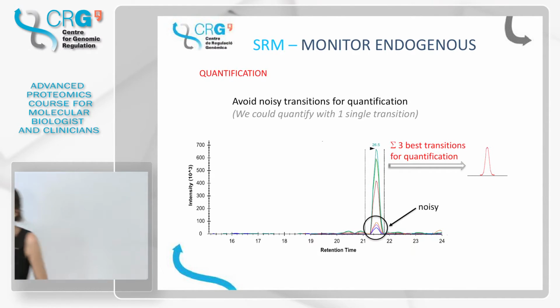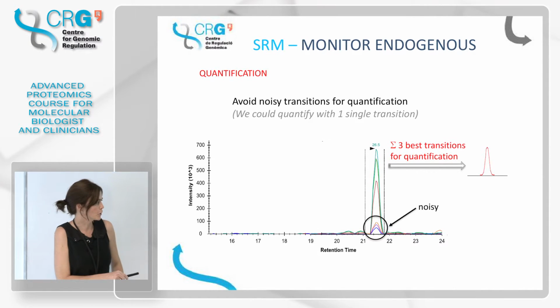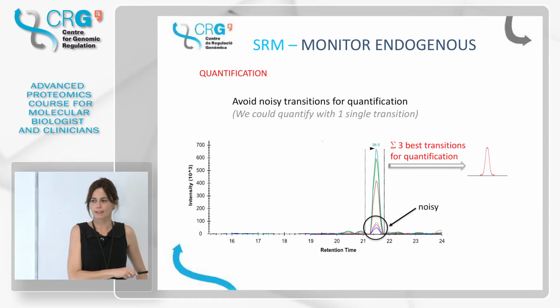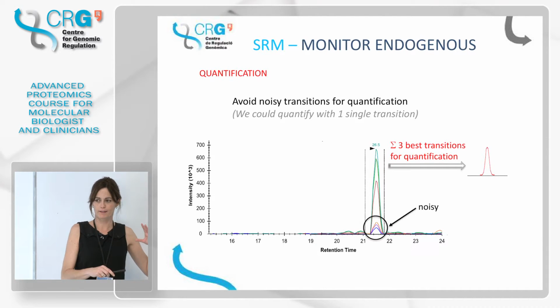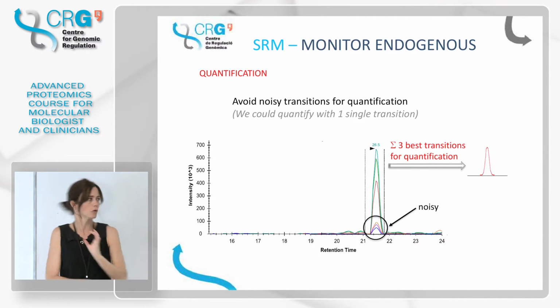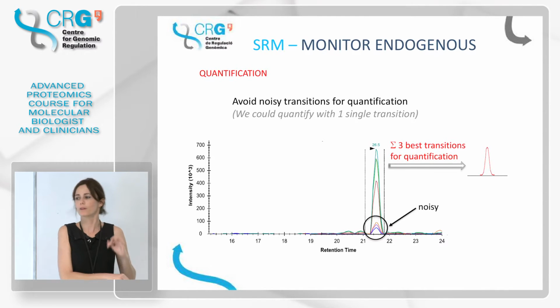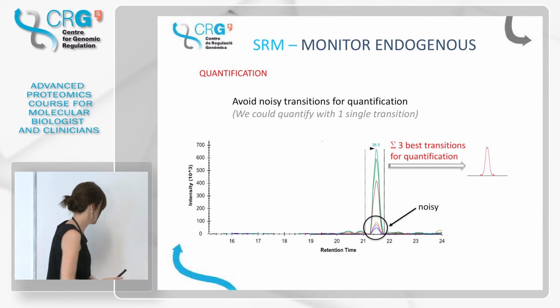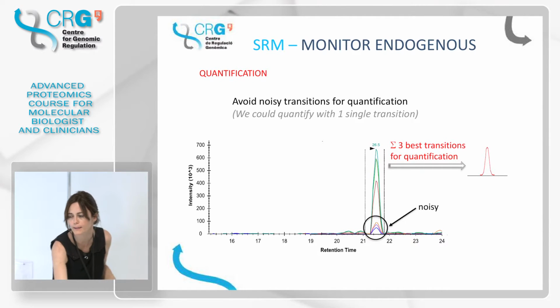You have such a difference between transitions? Yeah, because remember that, do you remember, or if not, I look for the slide that compares this with the MS2. Each one of these signals represents one peak in the MS2.